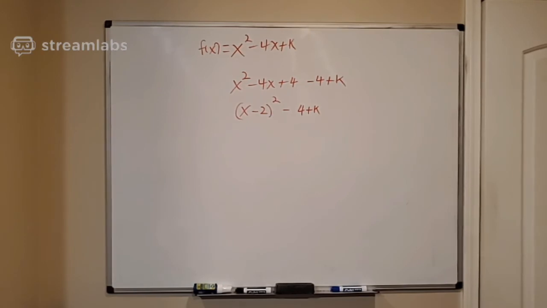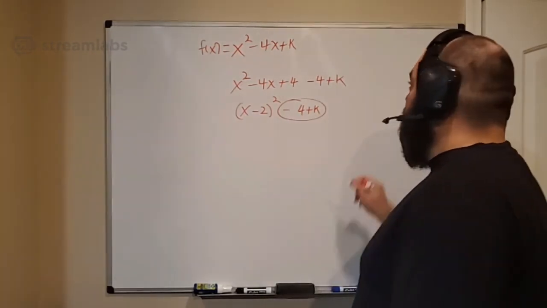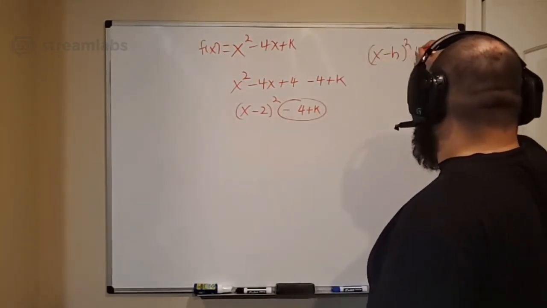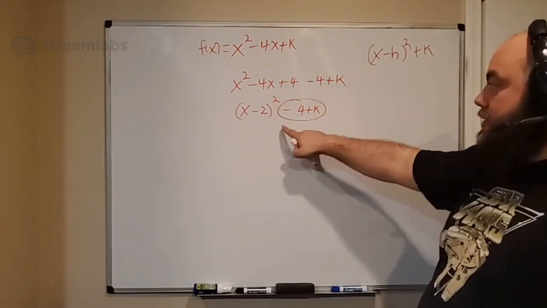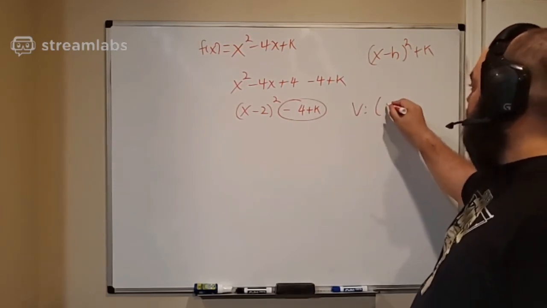Would you just find the vertex and then know whether it's facing up or facing down? Uh-huh. And you don't have to find the whole vertex, you actually only need the y coordinate because we're doing range. So what is the y coordinate of the vertex is the question. And your y coordinate is that right there. Remember, x minus h plus k. So whatever's outside the squared part, that is your y coordinate. So this will have a vertex at 2, negative 4 plus k.